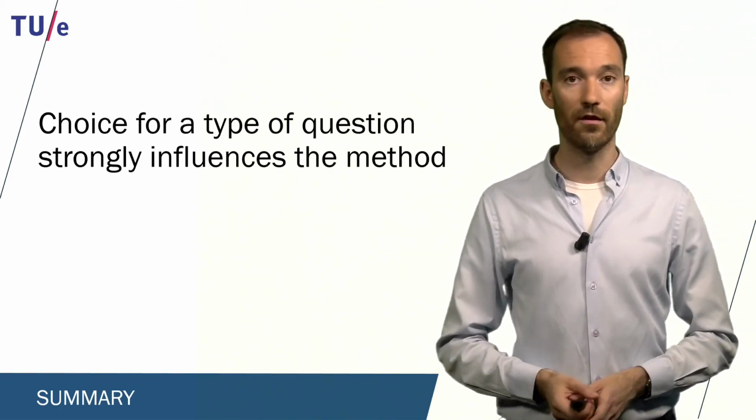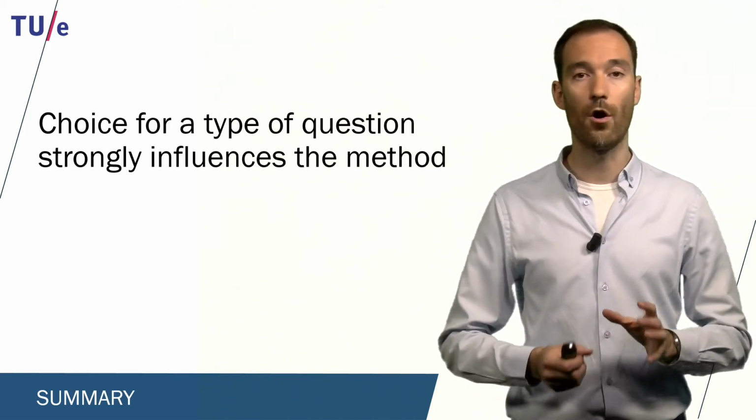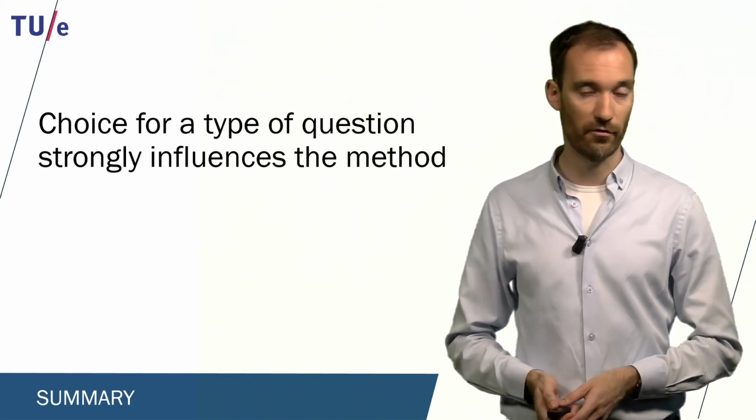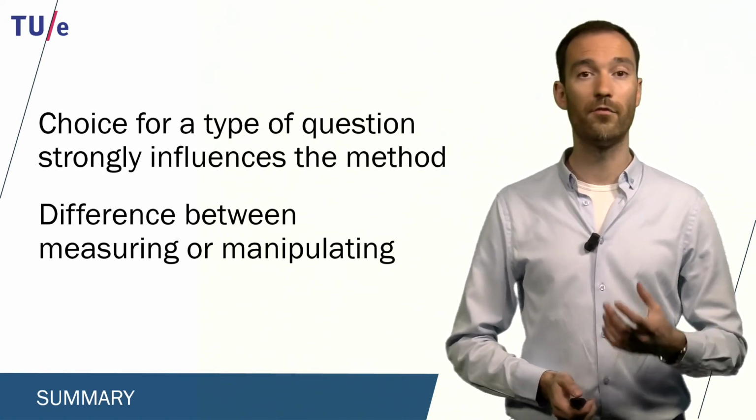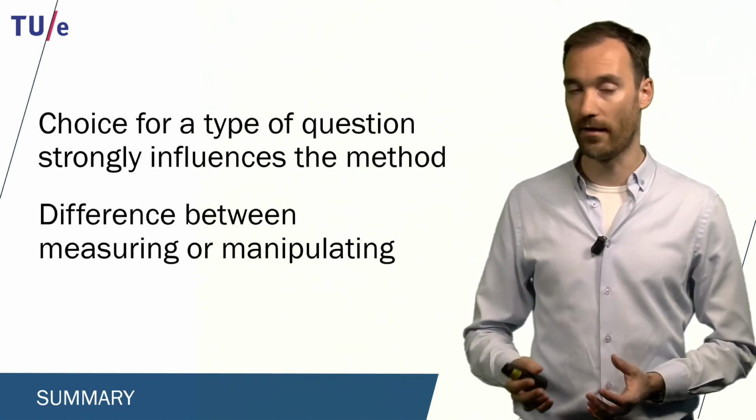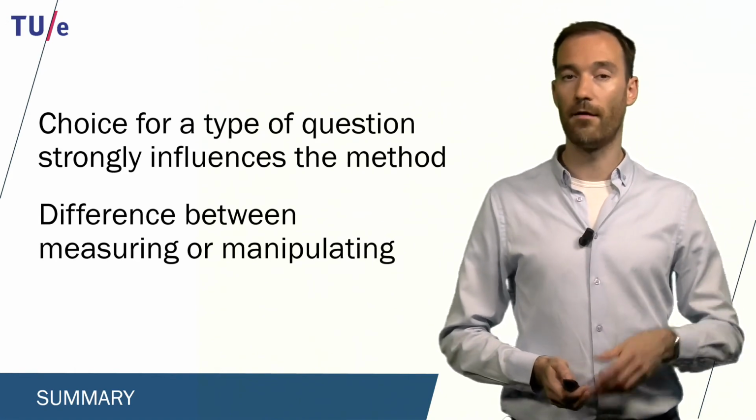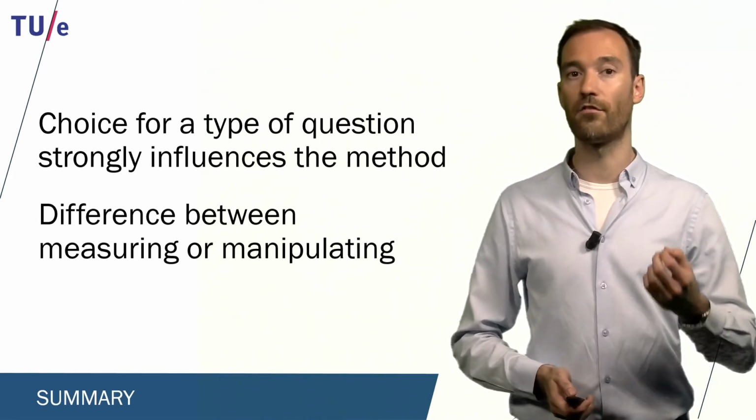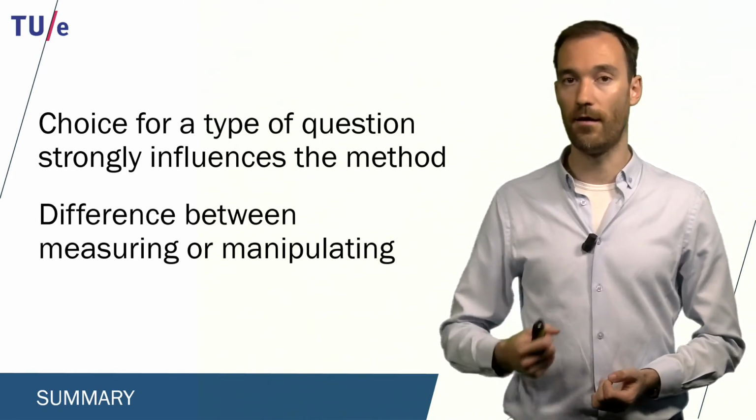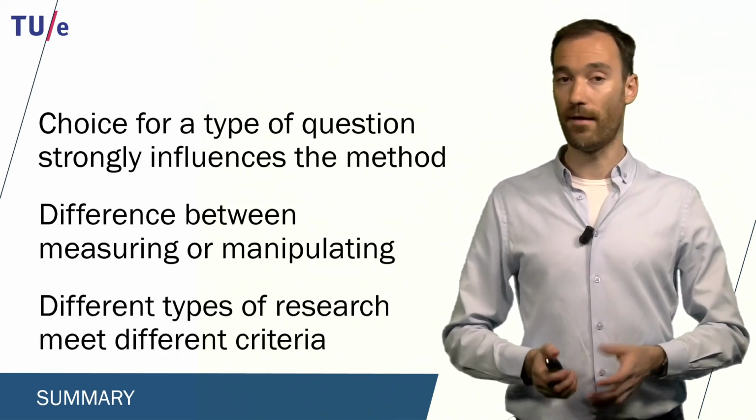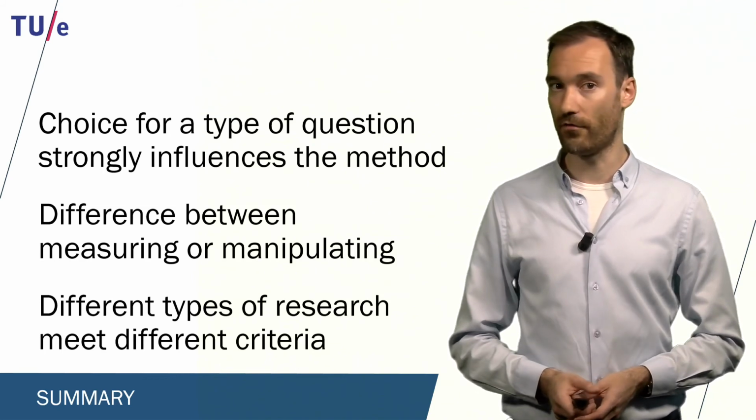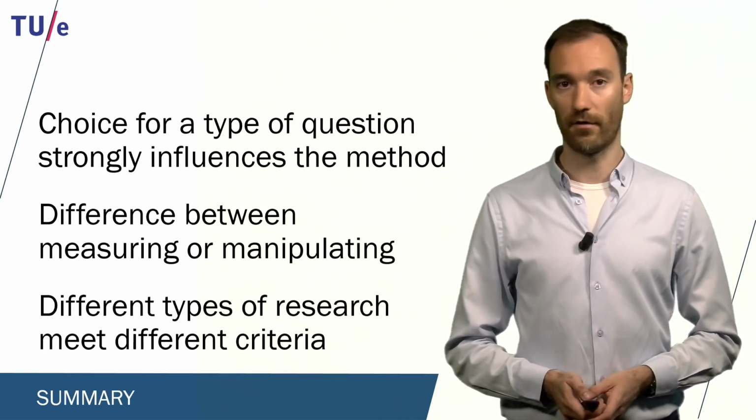a specific research question has a very strong influence on the method that you will use in your research. Next, we have seen that there is a difference between measuring or manipulating a certain variable, where if we measure a variable, this is called a dependent variable, and if we manipulate a variable, this is called an independent variable. And finally, we see that different types of research meet all kinds of different criteria.